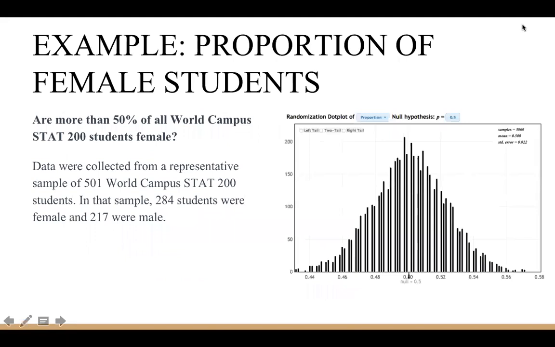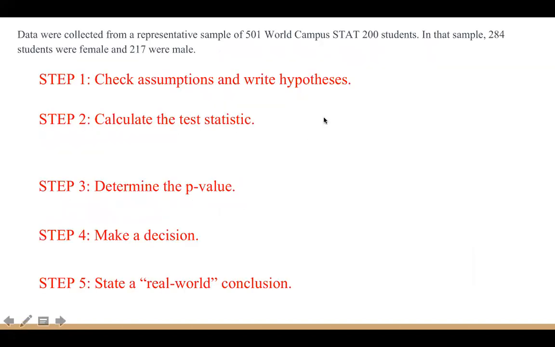So we're just going to walk through an example of this with the proportion of female students. The research question asks if more than 50% of all campus STAT 200 students are female. Data were collected from a representative sample of 501 World Campus STAT 200 students. In that sample, 284 students were female and 217 were male. So we're just going to walk through the testing procedure of this. The prompt is at the top if you want to refer to it again while we're going through it.